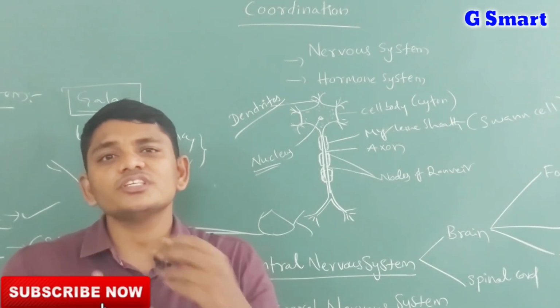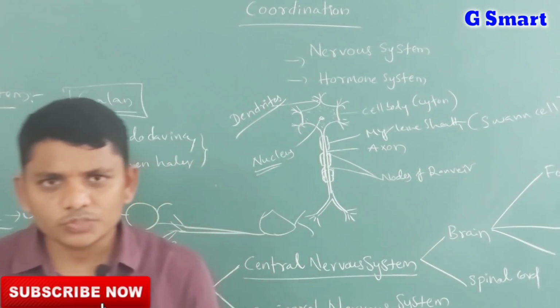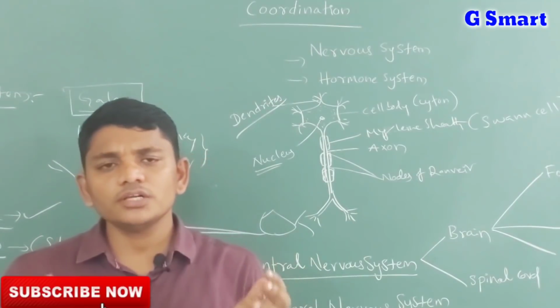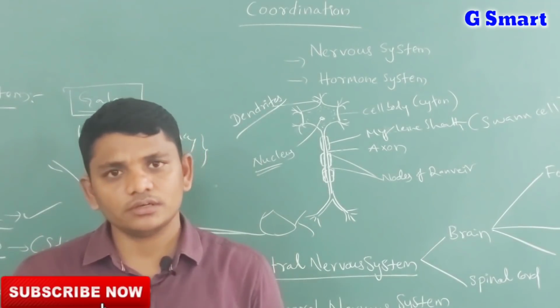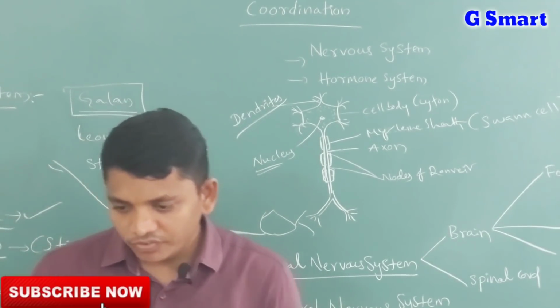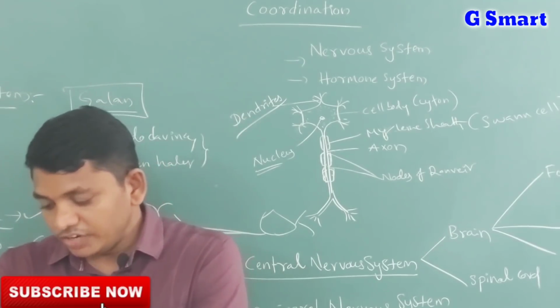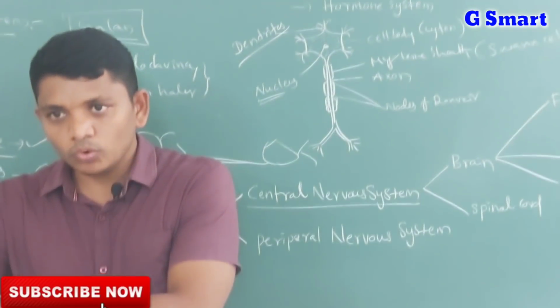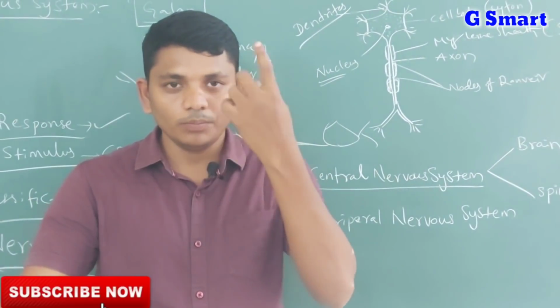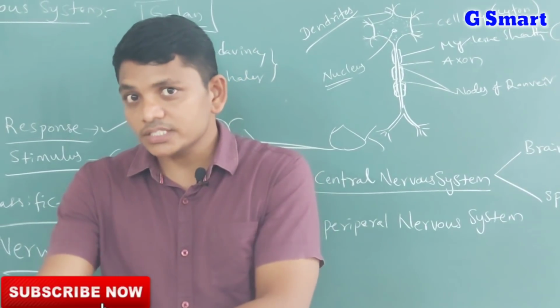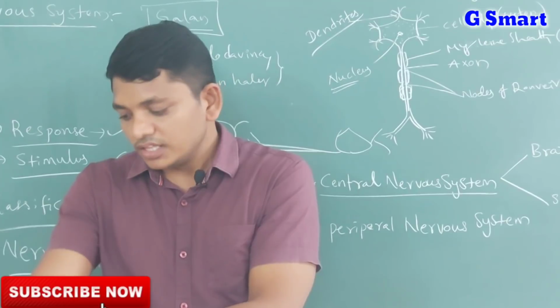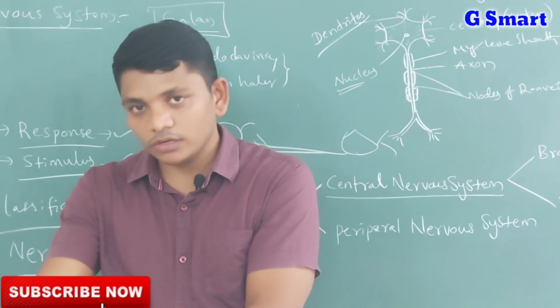For the transmission of the information. The nerve cell should be combined with the other ones. Why? Because if anybody touches me here, the information will go to the brain first. For the passage or transmission of the information, the nerve cells should be combined with one another.